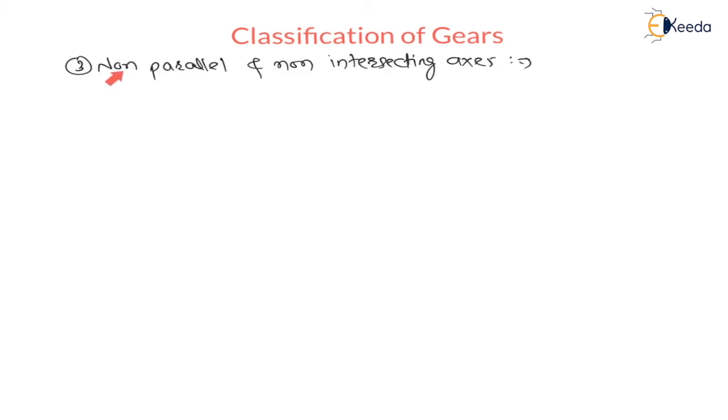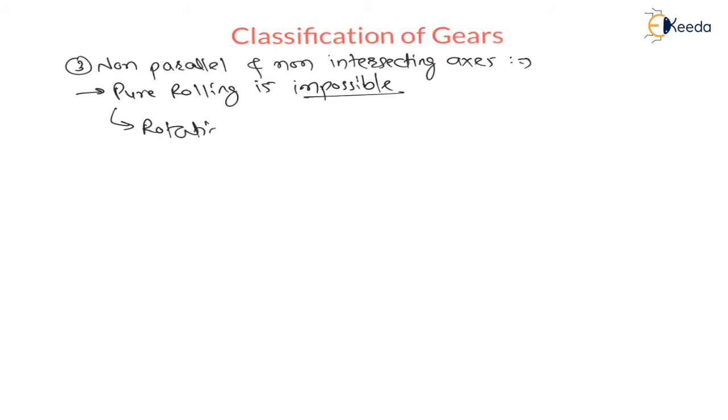Now the third type in the first classification category is non-parallel and non-intersecting axes. In the case of non-parallel and non-intersecting axes, pure rolling is impossible, meaning not possible. But yes, rolling is possible. Pure rolling is impossible means that with rolling, that is with rotation, there is a partial translation or sliding also. Rolling is possible, but there is a partial sliding also.